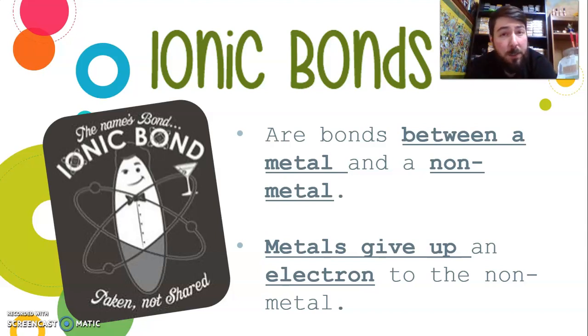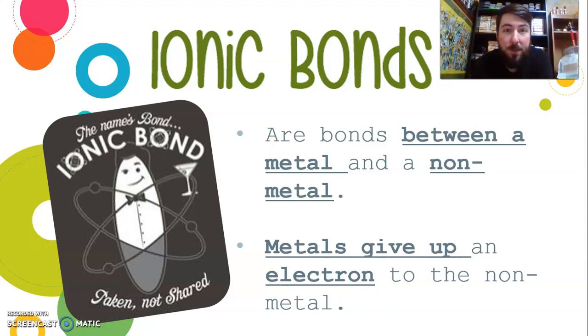So remember, if you're looking at the periodic table, the metals are all on the left side, except for hydrogen, and all of the nonmetals are on the right side. So we're going to have one element on the left side of the table and one element on the right side of the table reacting together. If you're not sure if it's ionic, a good way to tell is by looking at where those elements are in the periodic table.